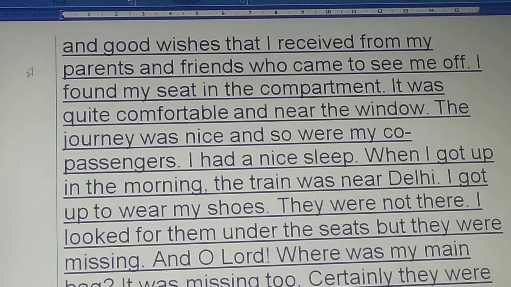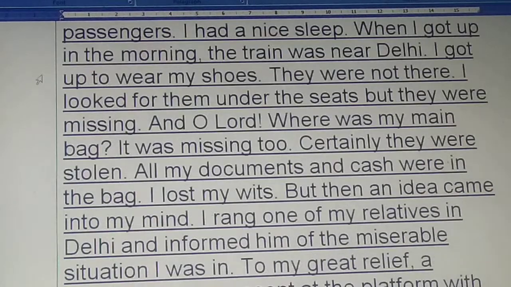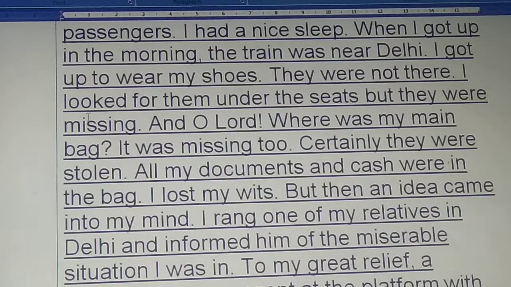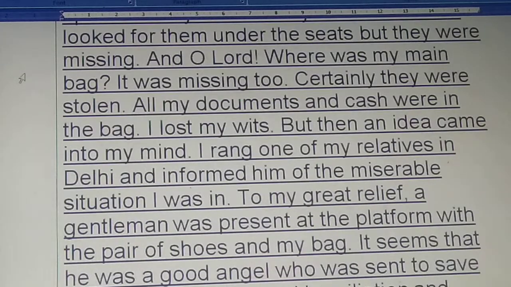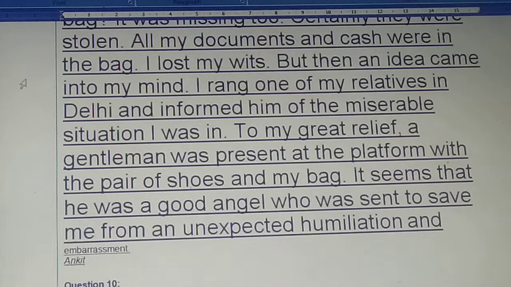It was comfortable near the window. The journey was nice, and so were my co-passengers. I had a nice sleep. When I got up, all documents and cash, everything was lost. I lost my wits. Means my mind was not working, but then an idea came into my mind. I rang one of my relatives in Delhi and informed him of the miserable situation I was in. To my great relief, a gentleman was present with a pair of shoes and my bag. That means I had found my bag. So he was like an angel who helped me out.